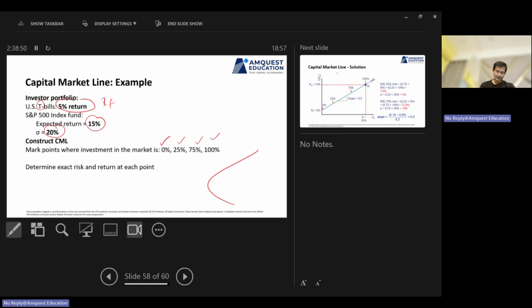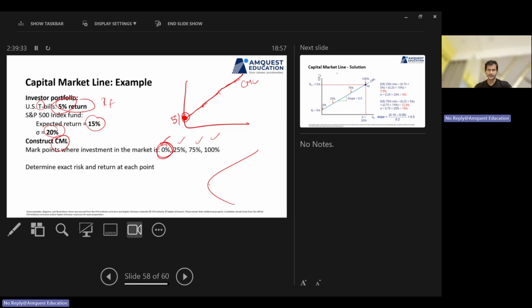Now remember, here I'm looking at 0% and the risk-free rate. If you look at the risk-free rate, it normally starts somewhere here. Correct? 5%. Meaning even if I invest 0, I will still get 5%. If I invest more, I'll get more return, more return, more return. So my starting point is always 0 in the market and full in the risk-free return. Then I'll increase my market to 25, 50, 75, 100, and my returns will keep going up. This will help me construct the CML line.